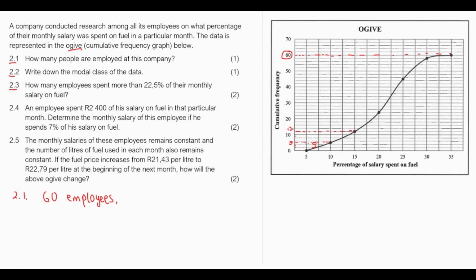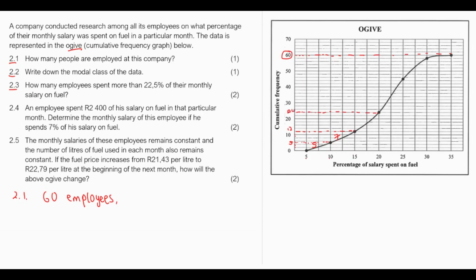But now this is cumulative frequency. So it means on top of 5, we added a number of people to get 12. So how many employees did we add here? It means we added 7, meaning that there are 7 employees who used between 10% and 15% of their salary for fuel. And then we have this one, 22, 24.